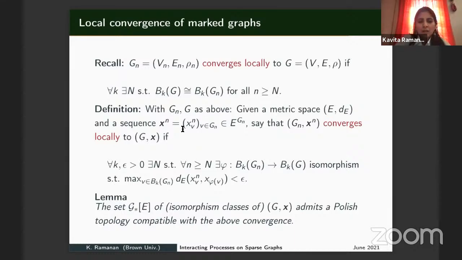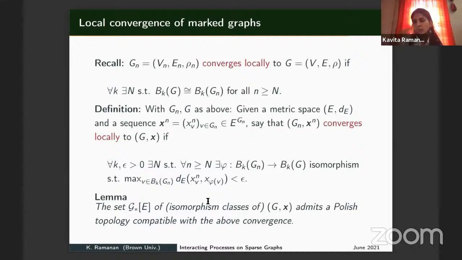And so a marked graph, again, you have some special root, and then you have marks on each vertex, and the marks can be in some other Polish space. And then we say that this converges locally to G if for every finite neighborhood and every epsilon, there's a large enough n such that I can find an isomorphism that takes my finite neighborhood B_k of G_n to the finite neighborhood of G in such a way that the marks are also close. So epsilon close with respect to whatever metric you put on your Polish space of marks. Okay, so this is just a very natural notion of marked convergence, local convergence of marked graphs.